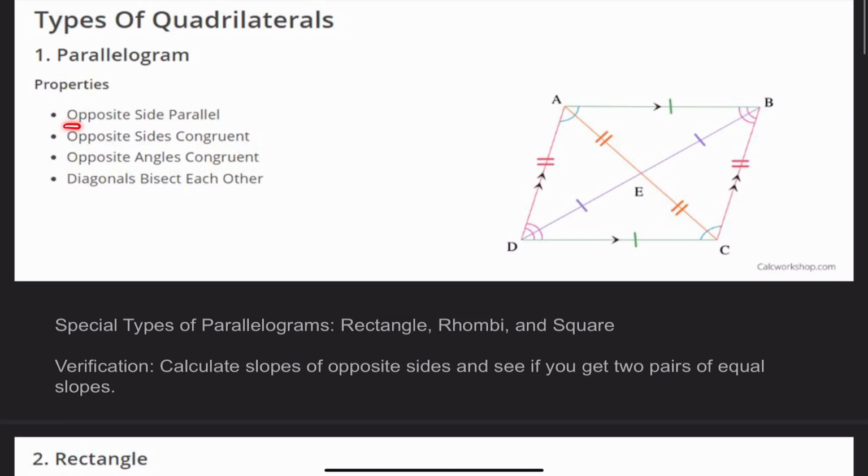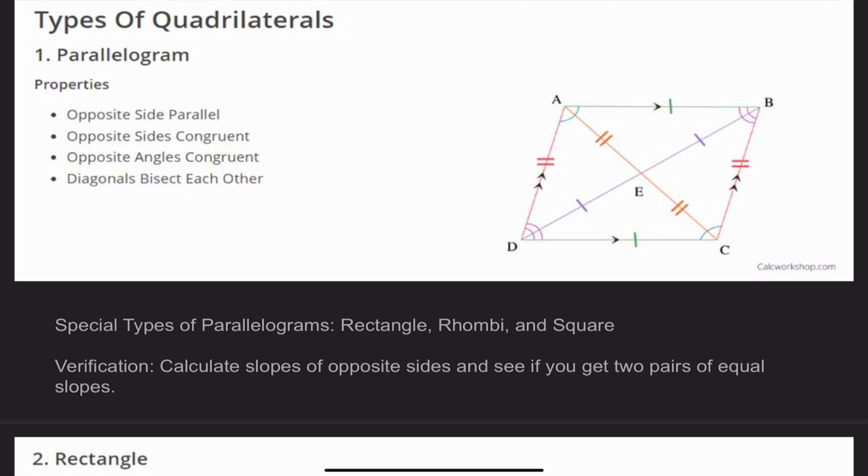Opposite sides are parallel. First of all, I want to make sure that we understand: a parallelogram is a quadrilateral, four sides, right? With a parallelogram, it has all these properties here, okay? So, opposite sides parallel. If I look at this quadrilateral, you can see an arrow here, which means that these sides here are parallel. And then I got two arrows here, these sides are parallel. So what does that mean? We have these opposite sides parallel.